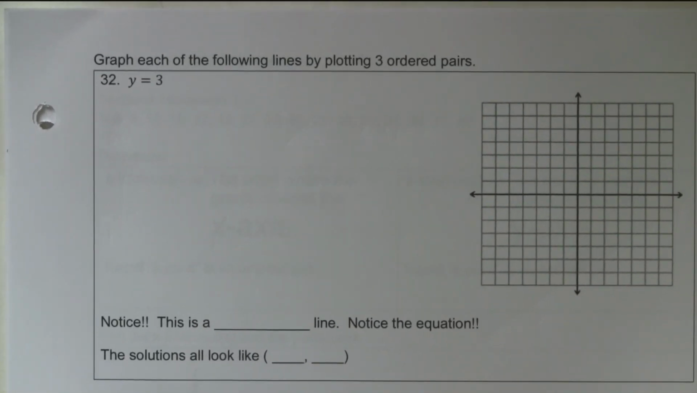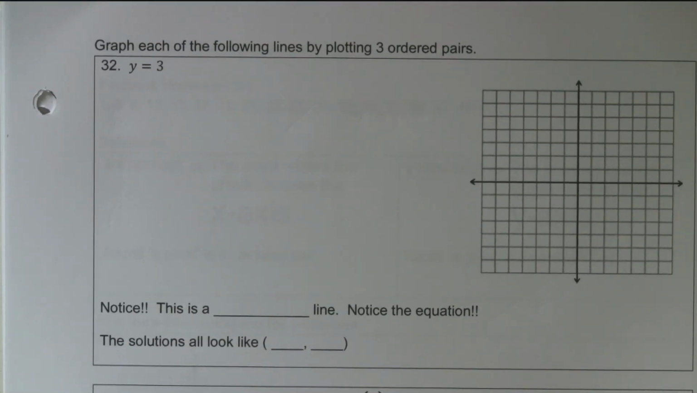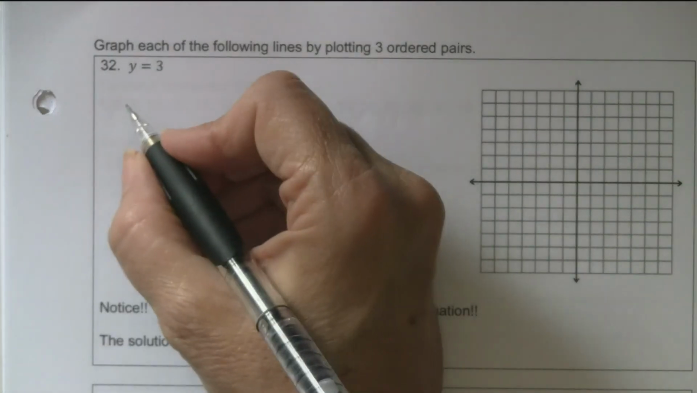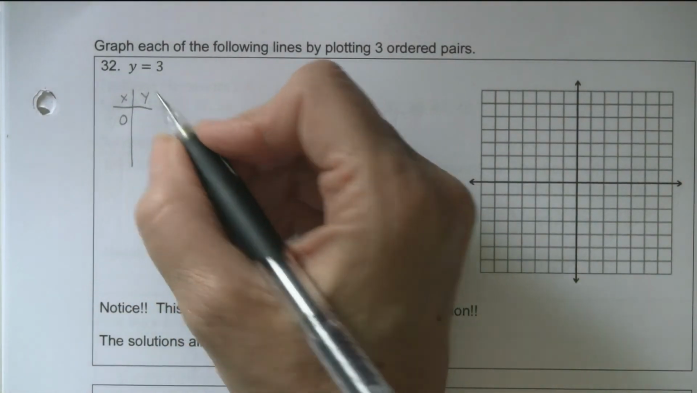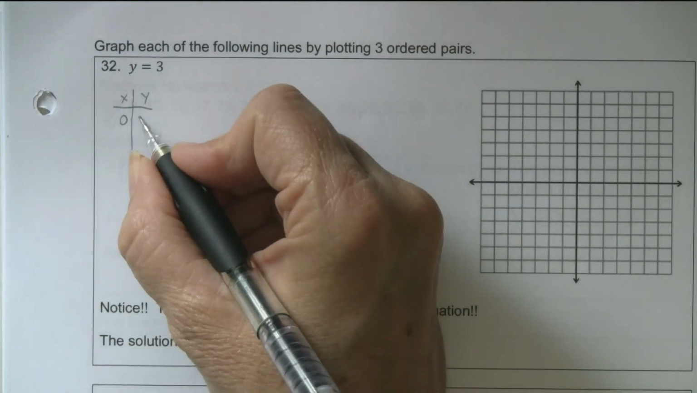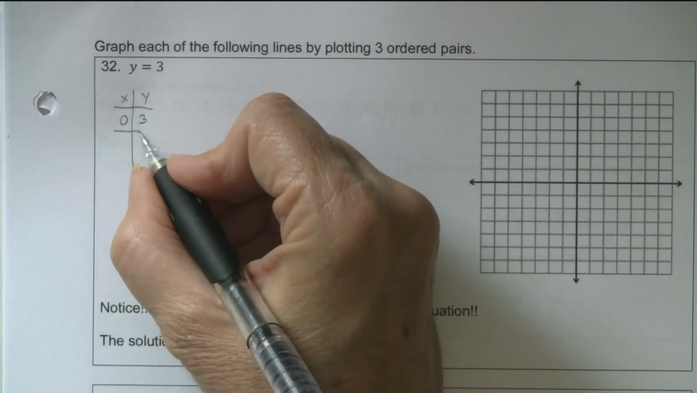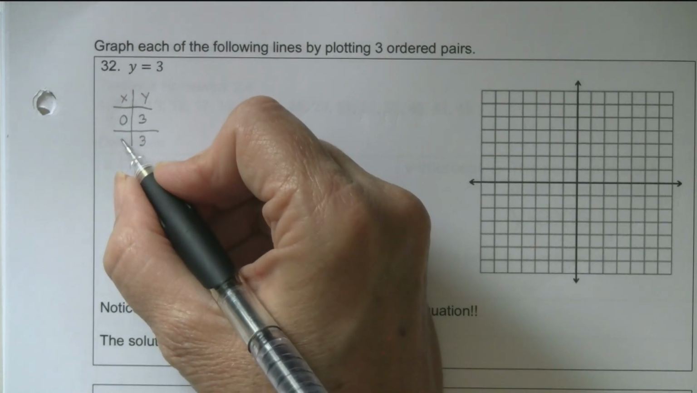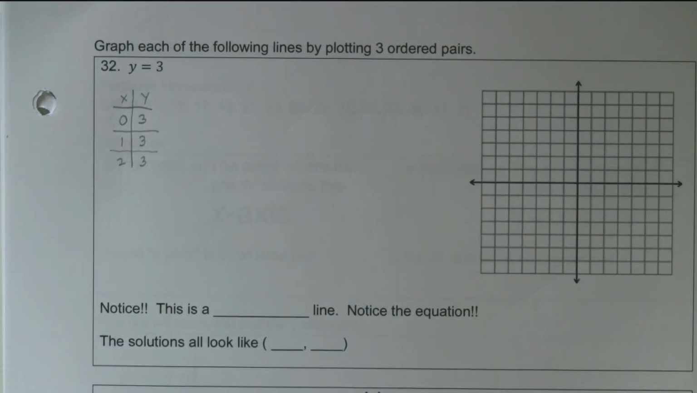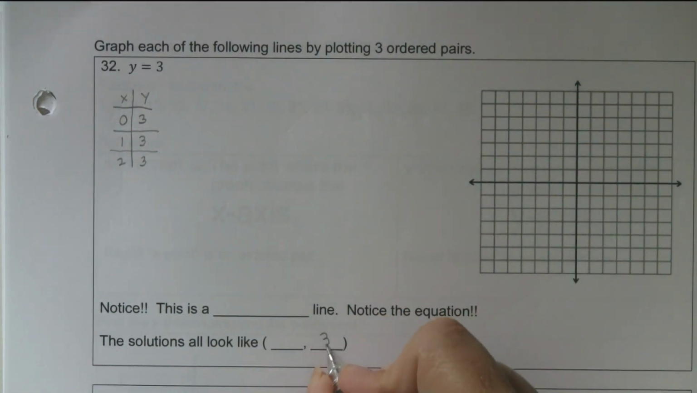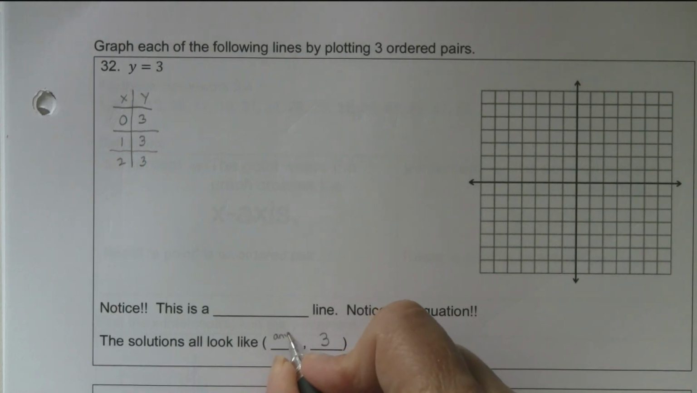Okay, so graph each of the following lines by plotting 3 ordered pairs. So y equals 3. And so you're noticing that this equation doesn't have x in it. So I could pick my favorite point, which is x is 0. But this equation doesn't care. It says, yeah, y is 3. Right? No matter what x is, y is 3. And so it has that same thing that we had on the other one, in that I can choose anything. All of my solutions are going to look like y is 3. And you could have any number in here for x.